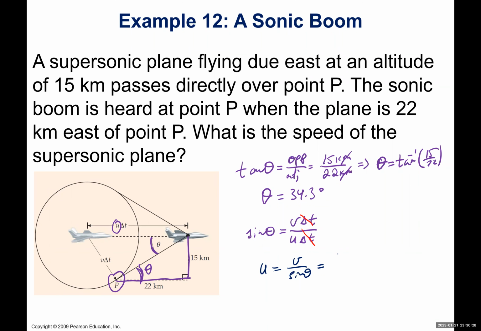Taking v to be 343 meters per second, which is the sound speed, divided by sine of 34.3 degrees, we can calculate the speed of the plane to be roughly 610 meters per second.